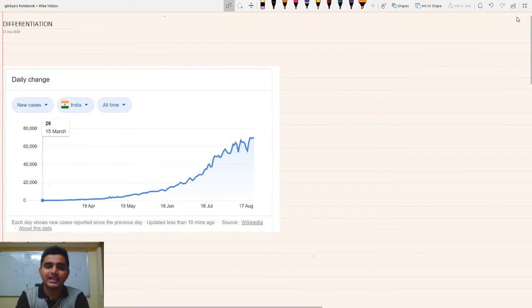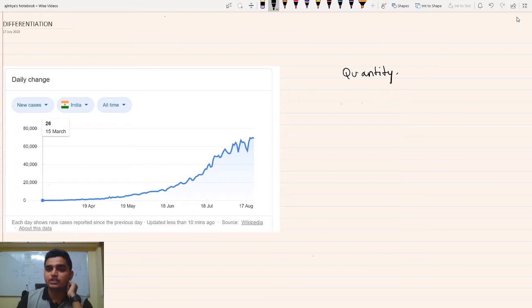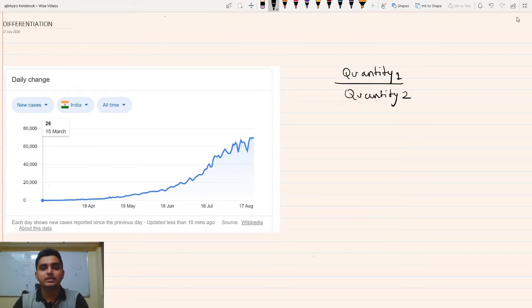So, what is actually differentiation? Well, differentiation is nothing but the ratio of any quantity which is changing over another quantity which is also changing, right? And what is the simple definition I have told you? Which literally means that when a quantity is changing, for example, the number of cases of COVID-19. So let's take this example.